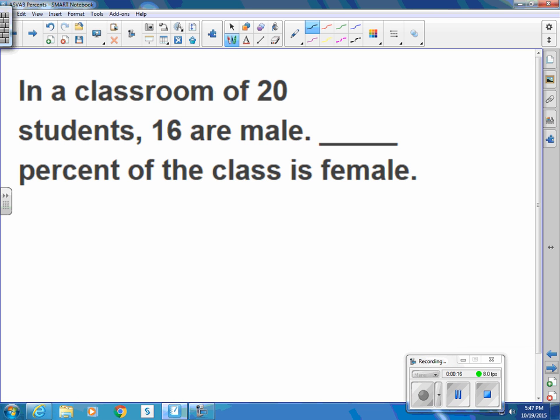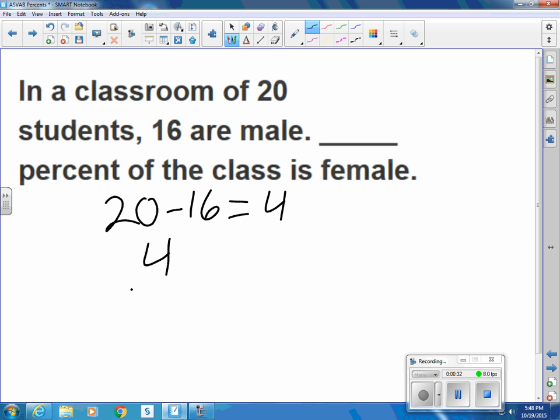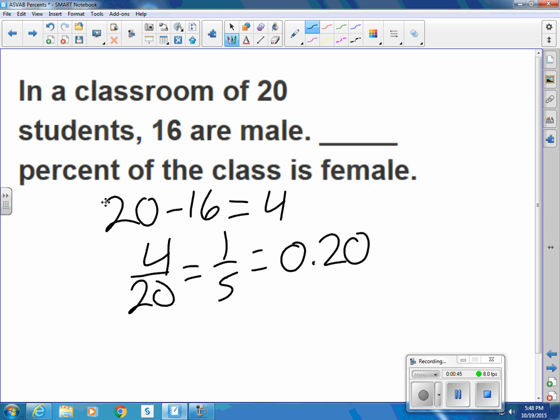In a classroom of 20 students, 16 are male. What percent of the class is female? So 16 are male, so I'll do 20 minus 16 to find out how many are female. There's 4 females. So 4 out of the total, 20, is female. That would be 1/5, or your calculator will tell you 0.20 or 0.2, which is 20%. You move the decimal 2 places, and 20%.